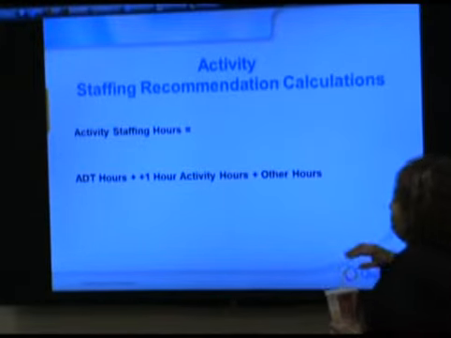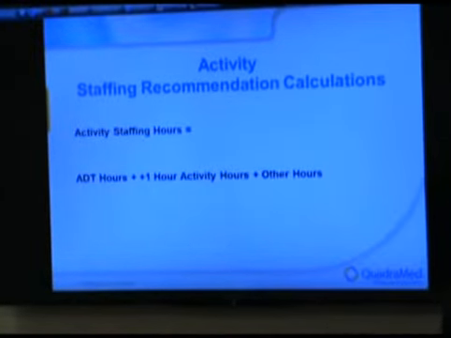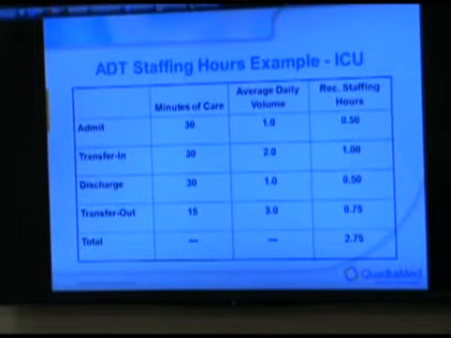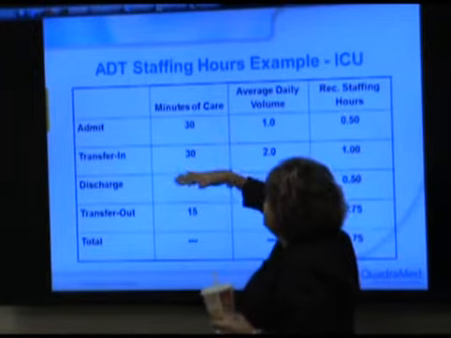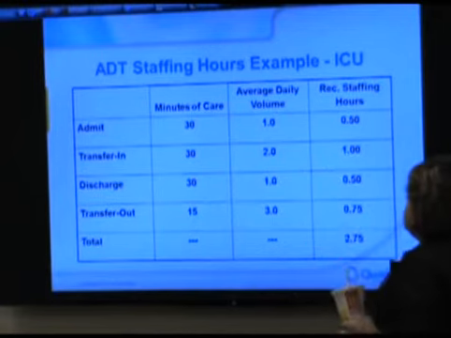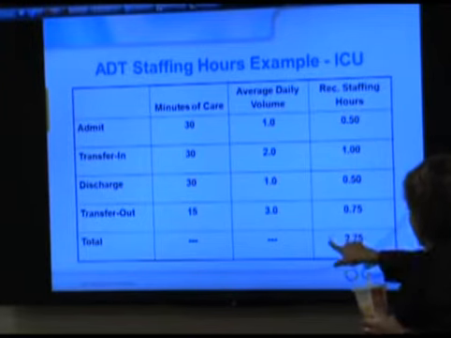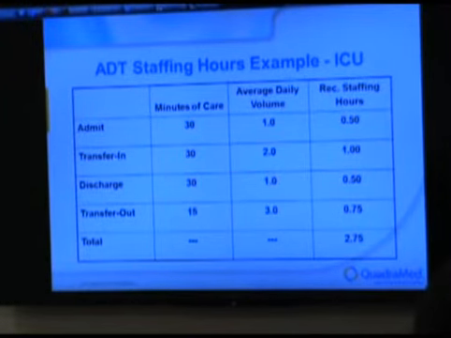Okay, so activity staffing hours: you have ADT plus 1 hour and other hours for other activities. For example, on an ICU, if we said an admission, transfer in, discharge, transfer out, and we put minutes of care for each of these activities, and this is what occurs in an ICU, then this is what the system will add as far as recommended staffing hours. So based on this ADT, for this ICU, we will add 2.75 hours for the ADT activity.